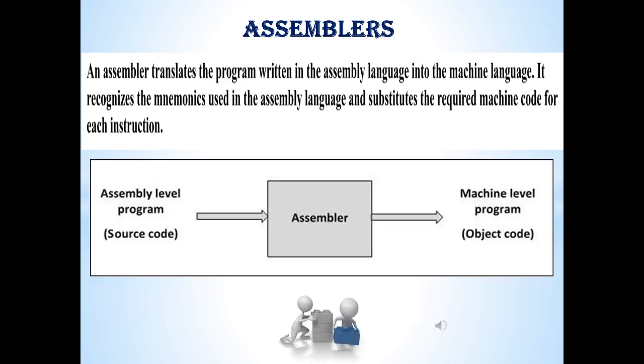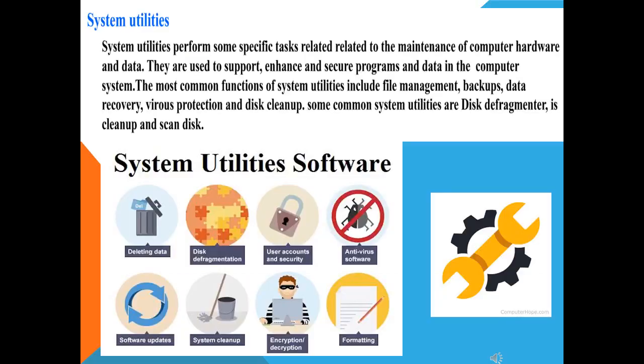So the main work of assembler is to substitute the machine code for each instruction. Look at the picture. The programs written in assembly level language are called source code. Now the assemblers translate the assembly level language into machine level language. Here the program written in machine level is called object code. Next one is system utilities.